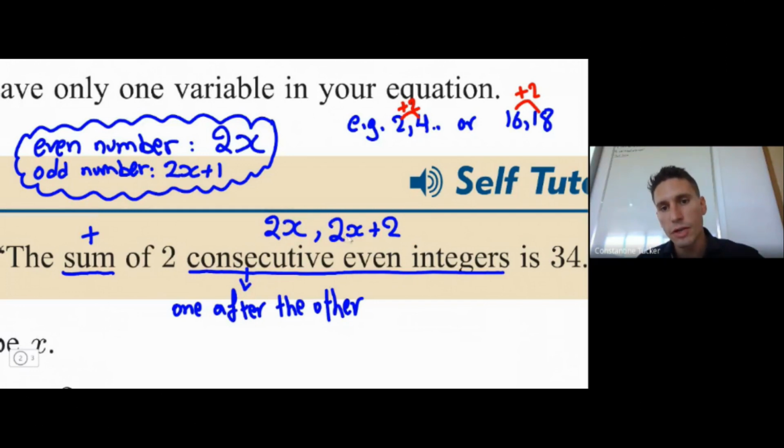Next one is going to be 2x plus 2. Now, when they say "is", that means equal. And obviously 34 stays as 34. So now let's go ahead and translate all of this.